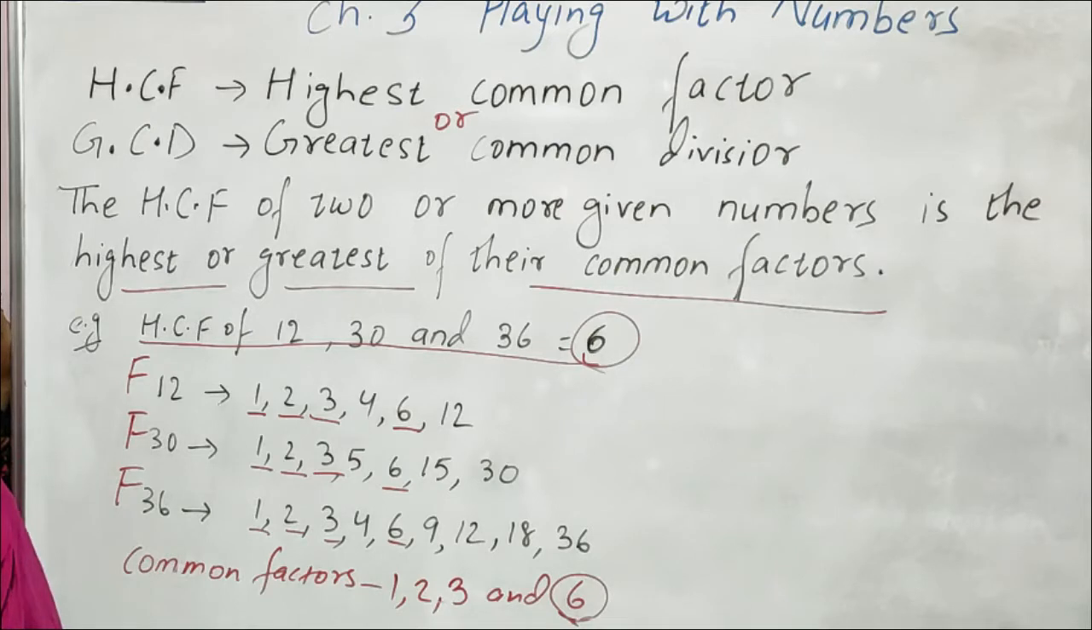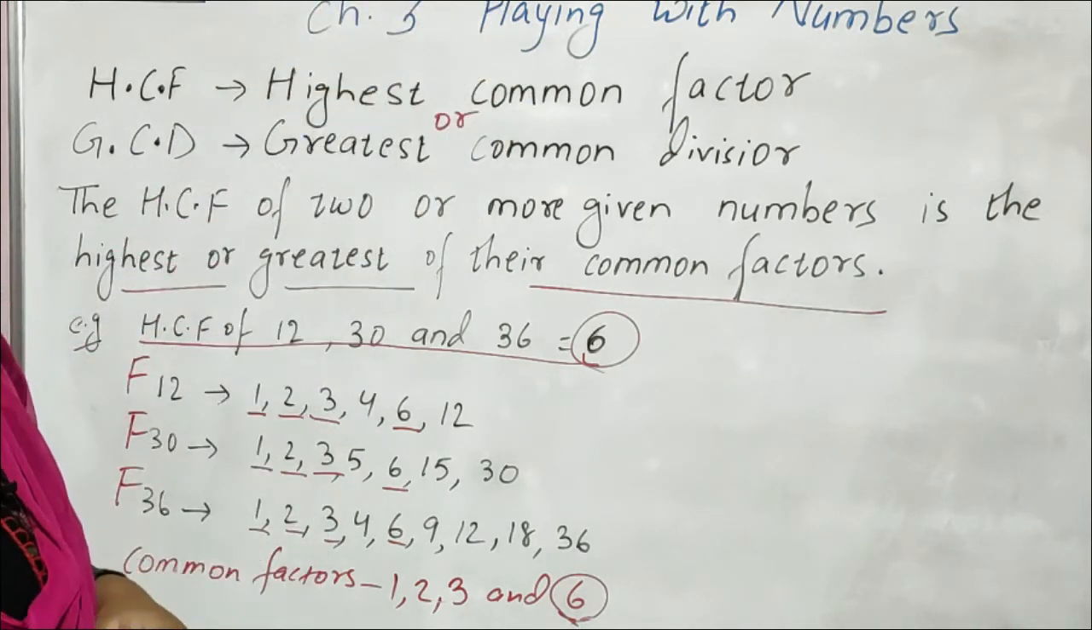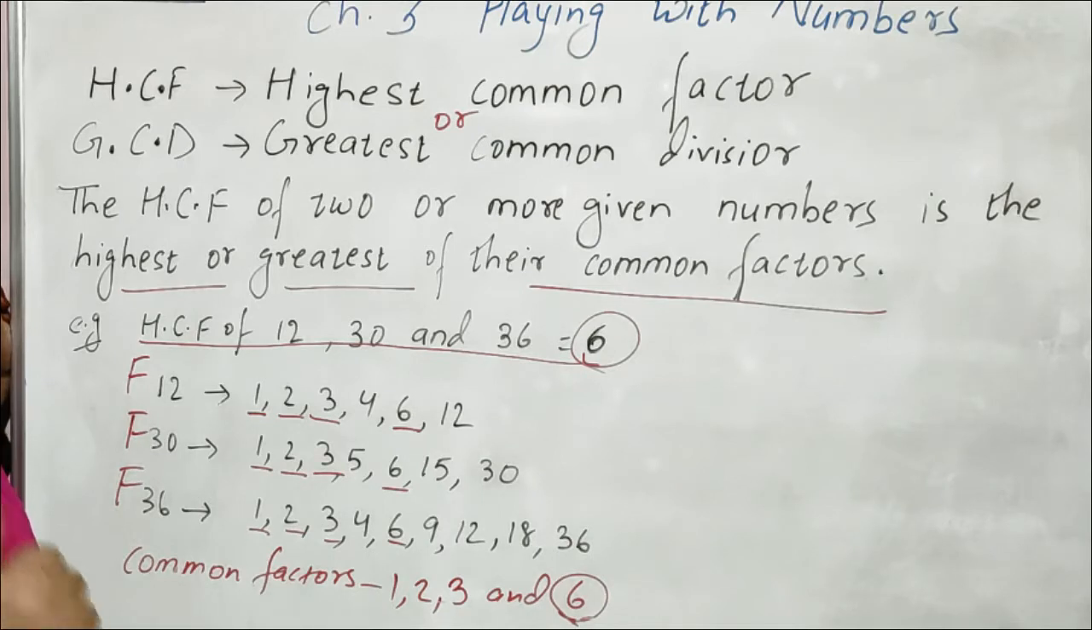Now please take your notebook. Write today's date, time and the chapter name. What is the chapter we are discussing? Playing with numbers. And what is today's topic? HCF or GCD, greatest common divisor. Please note down all this neatly. Maintain the notes neatly. I hope you are completing the notes, writing the worksheet and reading the reading contents. You are very good children. So please note it down neatly.